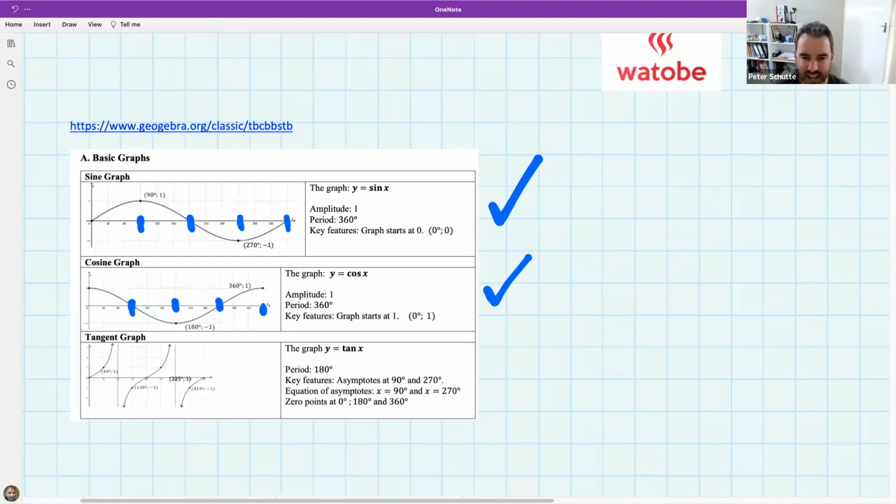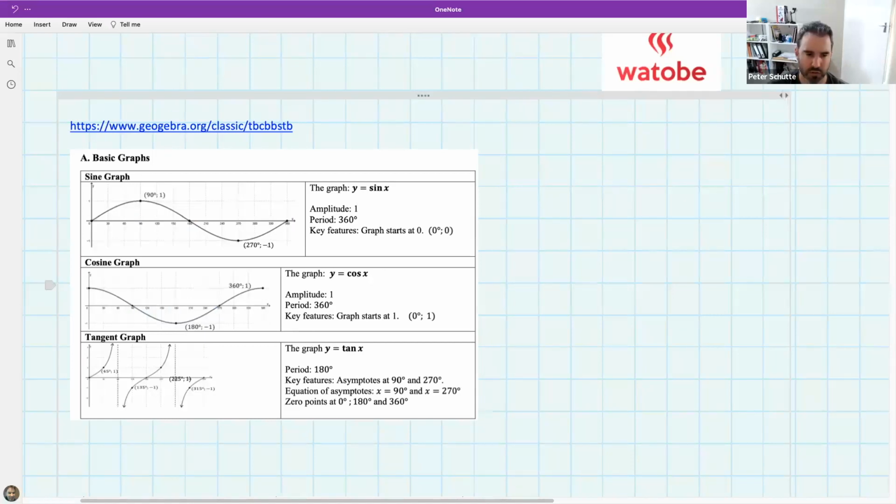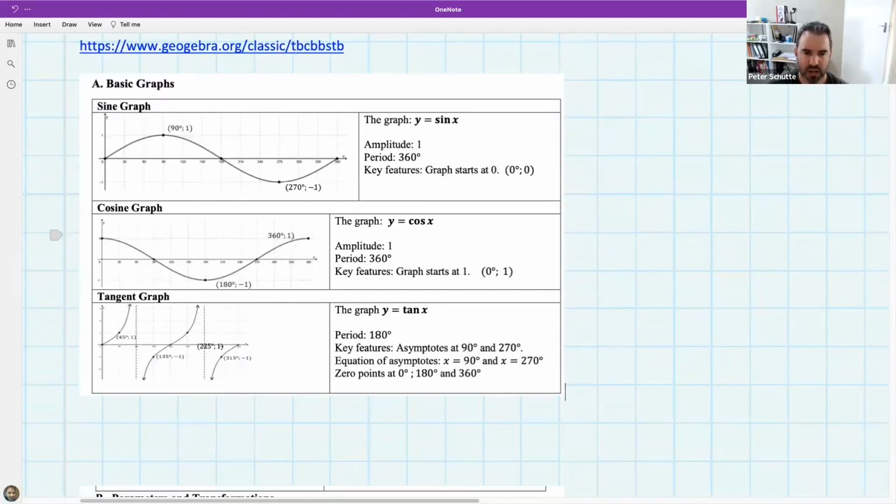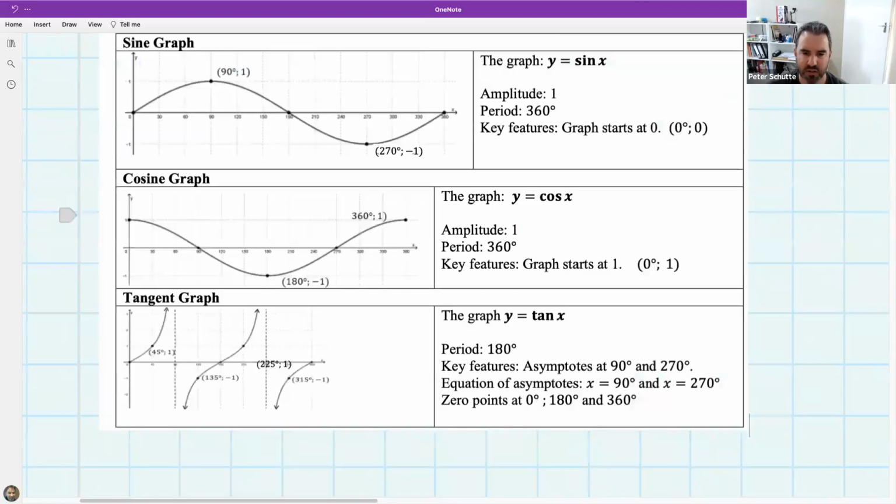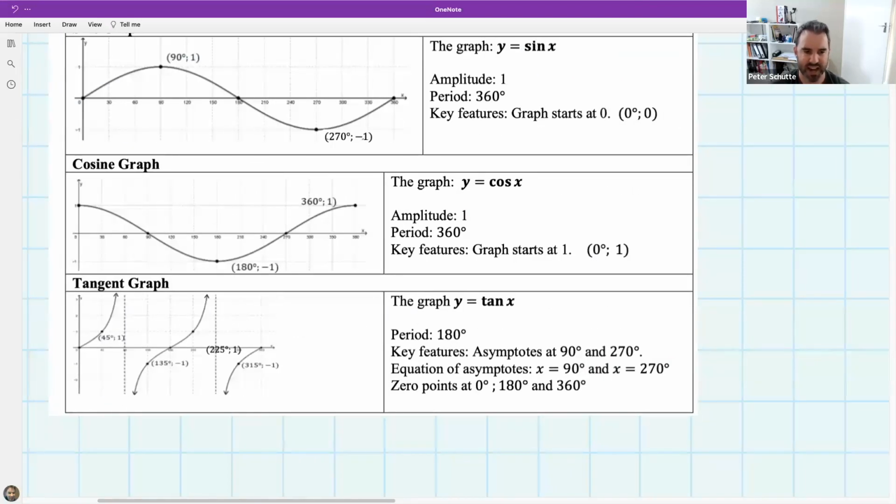And then the tan graph is the last one. Now the tan graph looks a bit different. So let's zoom in so that we can really give it our full attention. What we notice with the tan graph is that it's a completely different shape, and it has these funny dotted lines here. What are these dotted lines over here? What are they for?